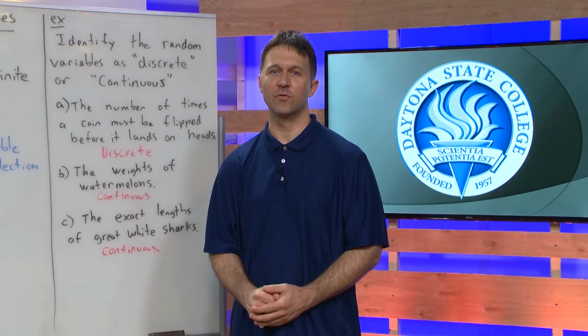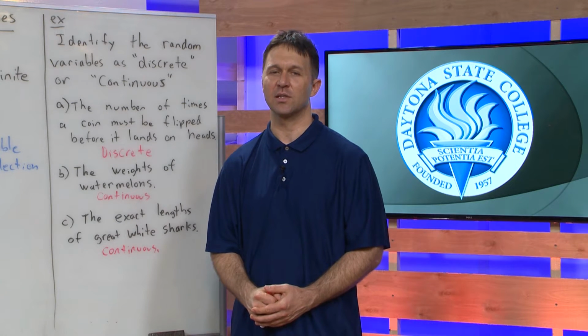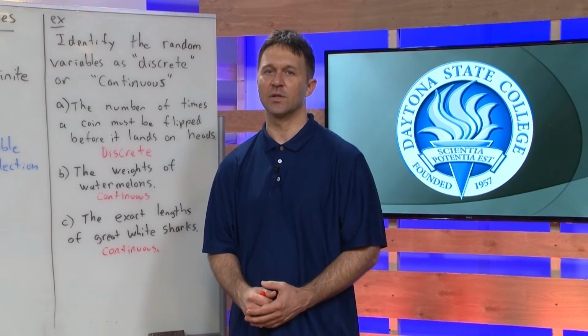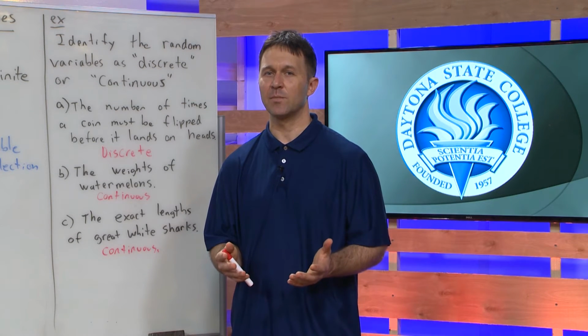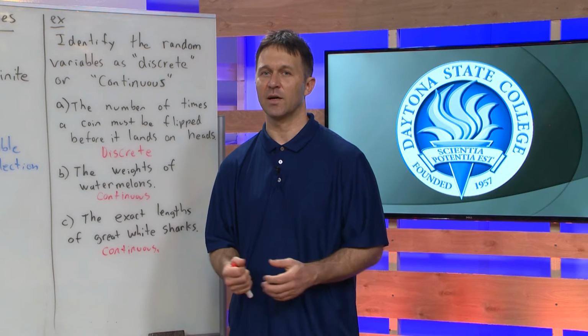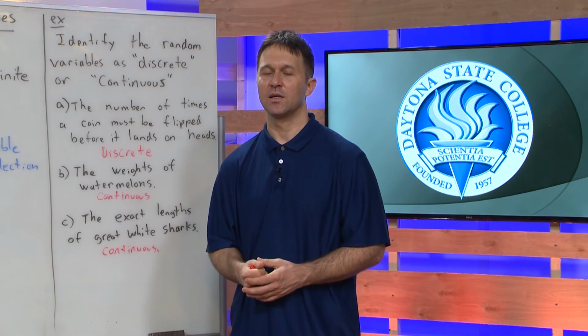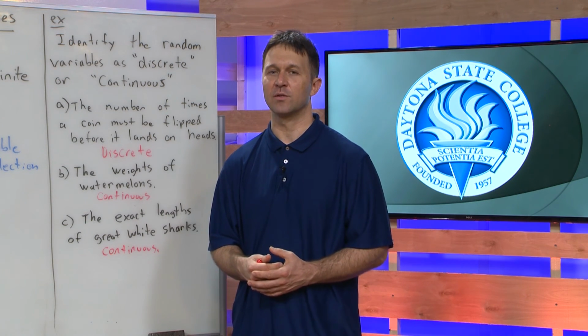So you have to be careful with the definitions of discrete random variables and continuous random variables. A discrete random variable is something that has finitely many values or countably many values. In other words, values that can be associated with a counting process. A continuous random variable has values that are associated with measurements.